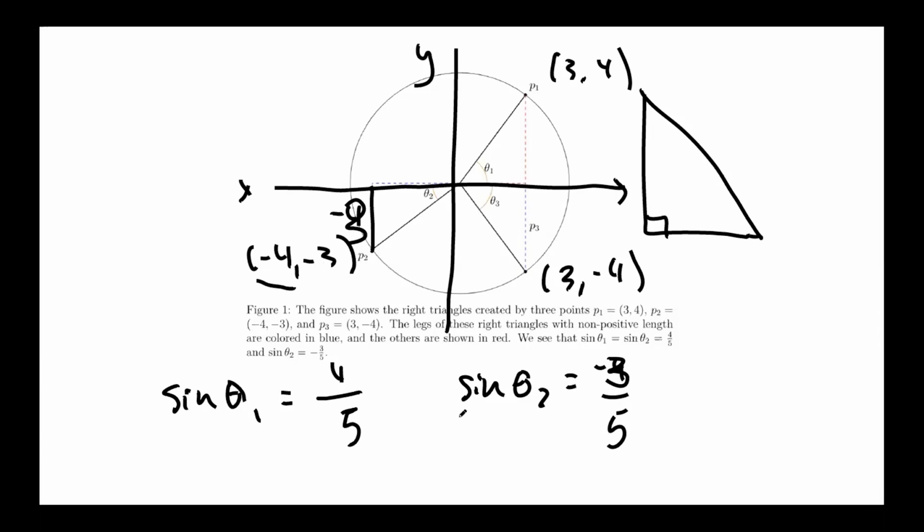And then for sine theta sub 3, again, this is in the negative direction, so this side will have length -4. So when we do opposite over the hypotenuse, we do -4 over 5. And in that case, the value of the sine function will be negative.